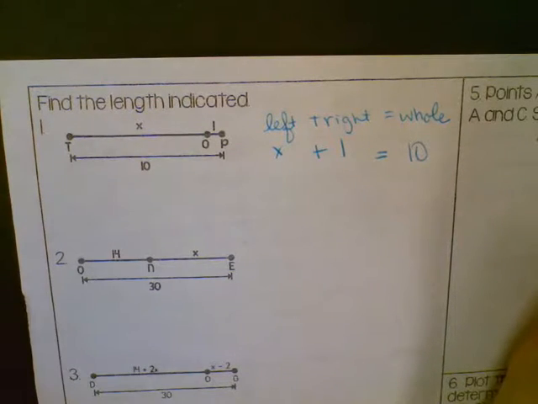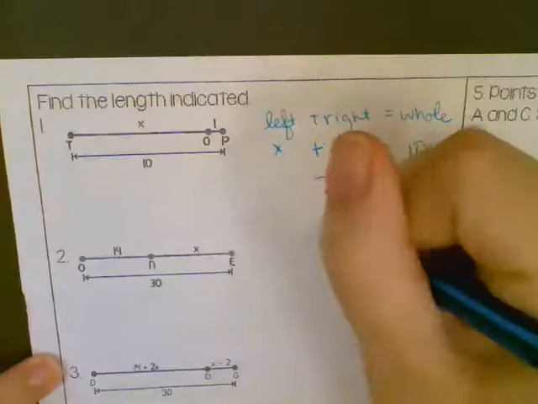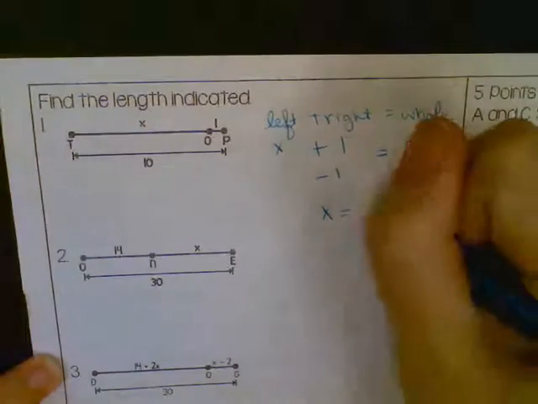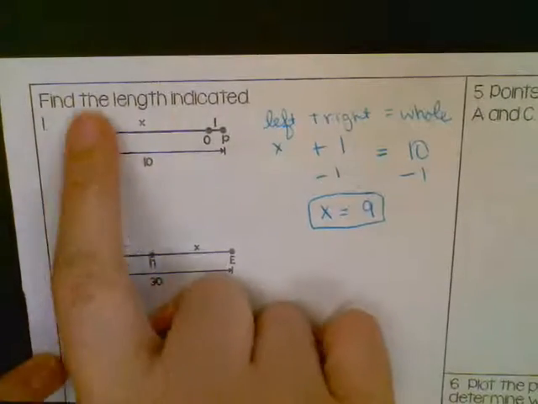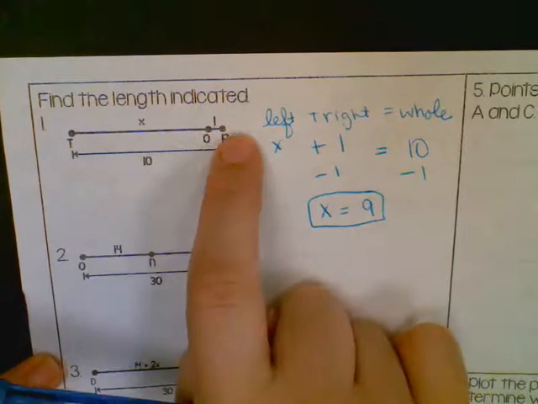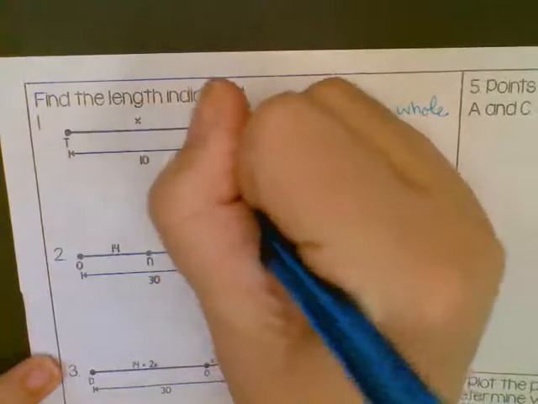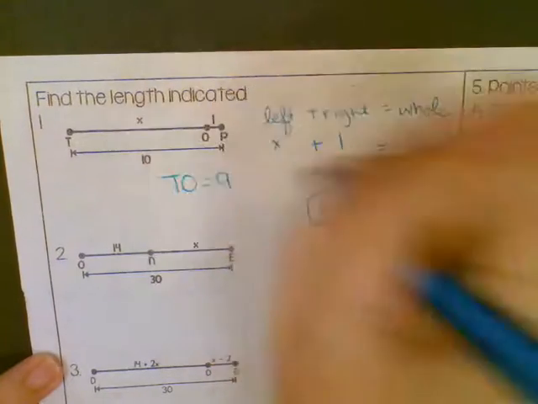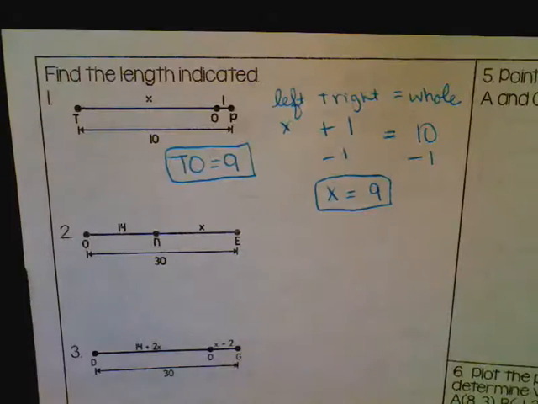So we set up our equation. Now to solve for x, we'll subtract 1. So we get that x equals 9. So if we take a look, we knew what the whole segment was. So TP is equal to 10. OP equals 1. So how big is TO? Good. TO is just x, so x is 9. So TO is 9. Very good.